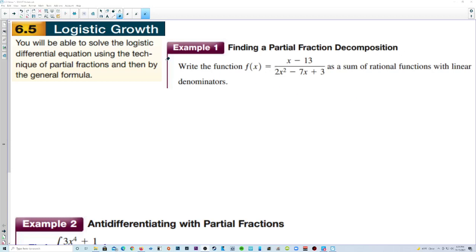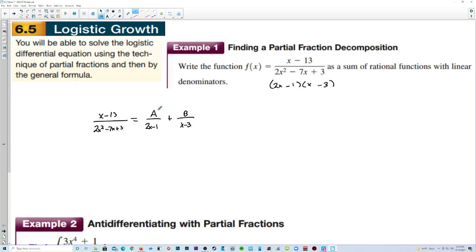This section 6.5 on, we start with partial fraction decomposition. So let's write the function as a sum of rational functions with linear denominators. Let's factor the denominator: 2x and x, and then minus 3 and minus 1. And we're going to write x minus 13 over 2x squared minus 7x plus 3 is equal to something over 2x minus 1 plus something over x minus 3.